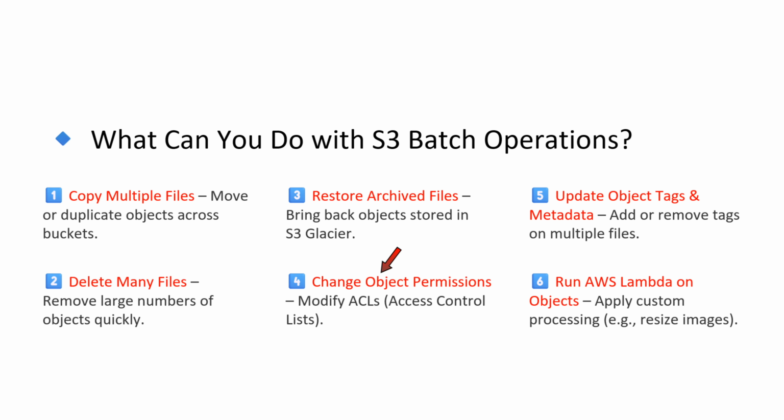Fourth point is change object permissions. Modify ACLs. ACL is nothing but access control list. Fifth point is update object tags and metadata. Add or remove tags on multiple files. Sixth point is run AWS Lambda on objects. Apply custom processing, for example, resize images.